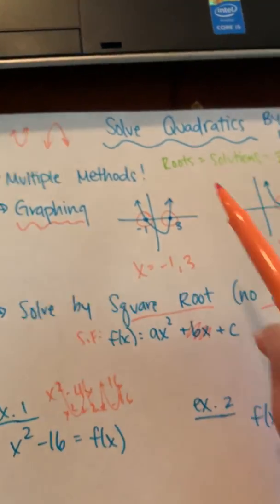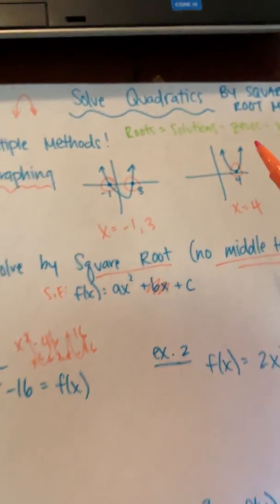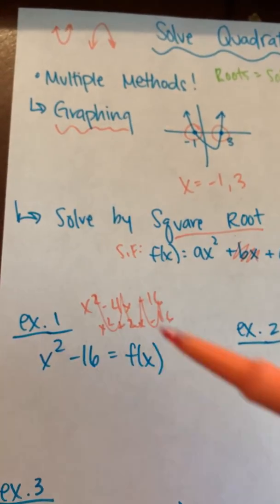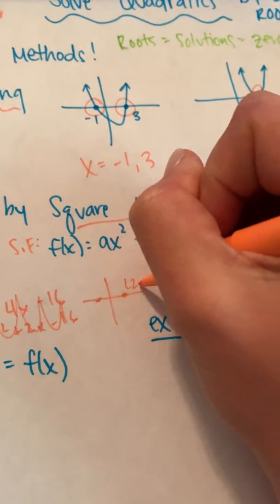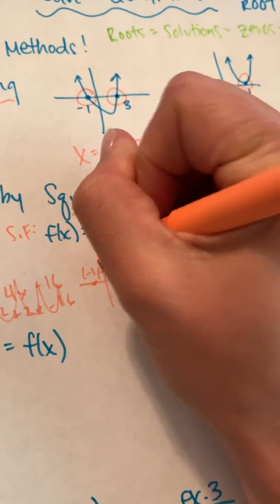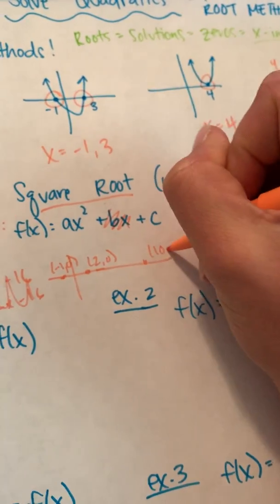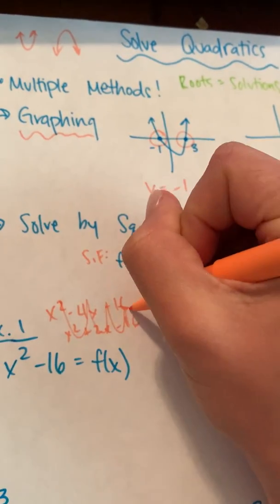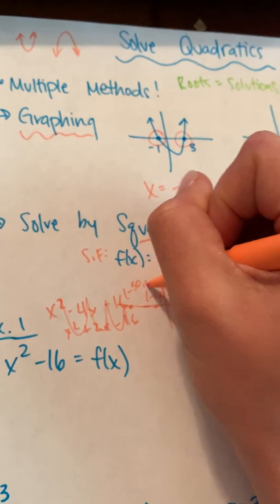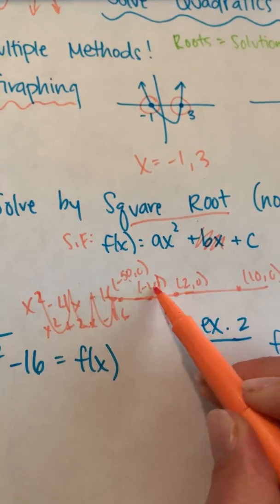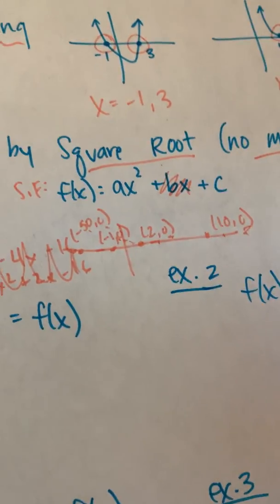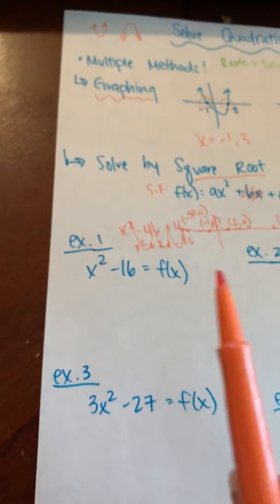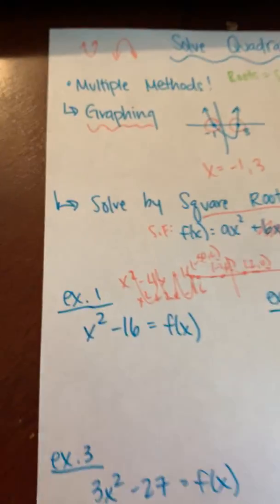So when you're looking for x-intercepts, when you're looking for roots, solutions and zeros, that is when y is zero. Because think about it. Every x-intercept, this could be 2, 0. This could be -1, 0. Over here, it could be 10, 0. You know, way over here, it could be -50, 0. And every single x-intercept has a 0 for the y. Every single one. So if I put 0 in for the y and then I solve, bada bing, bada boom.